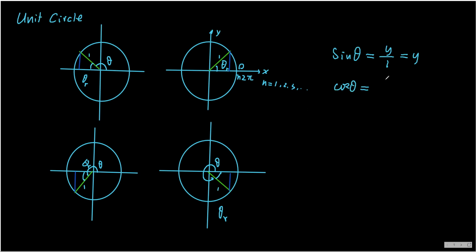Adjacent over hypotenuse. That's just x. Can you see? That seems to make it easier. So that's 12 over 10. That's basic: opposite over adjacent. That's y over x.